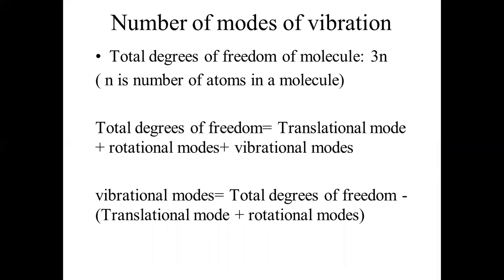Now looking at the molecule, you should be able to tell whether it will be infrared active or not. For that we must know whether there is any dipole moment change associated with a certain bond. Secondly, we should be able to calculate the number of possible modes of vibration for a molecule. This is important for predicting the number of bands that can be seen in a compound. For that, you must know the total degrees of freedom associated with the molecule.